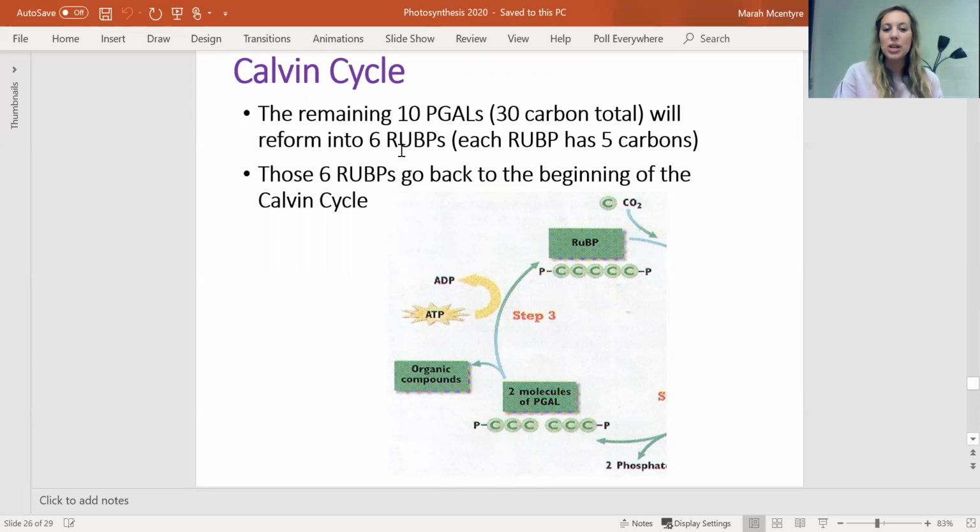So we are able to reform our 6 RUBPs. Each RUBP is 5 carbons. We need 6 of them. 6 times 5 is 30. So we have just enough carbons to make our new RUBPs. These RUBPs are going to go back to the very beginning right here. So we made our organic compound, our glucose, out of 2 PGALs. The rest of them are going to form the new RUBPs so that everything can start back over. And then seriously, it's a cycle. It just keeps going and just keeps going.